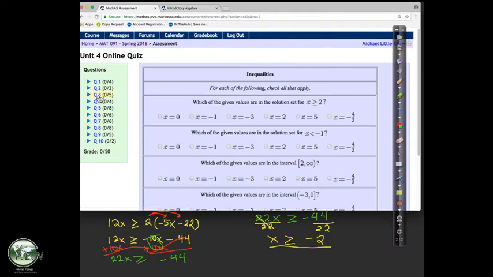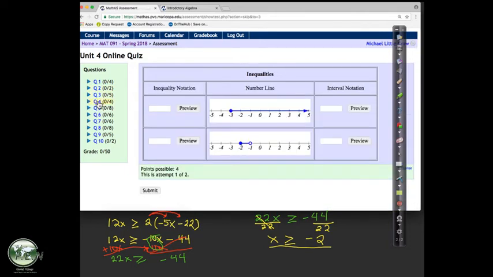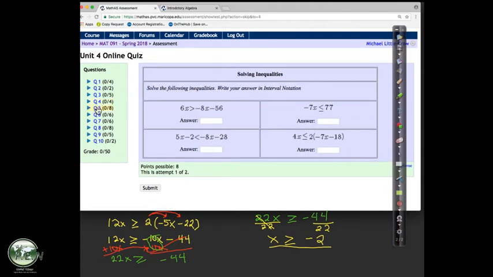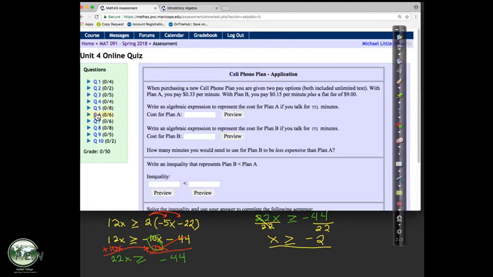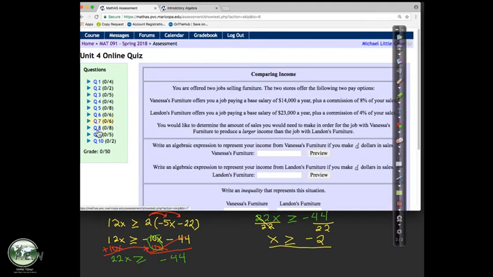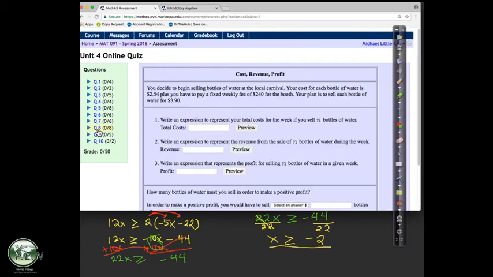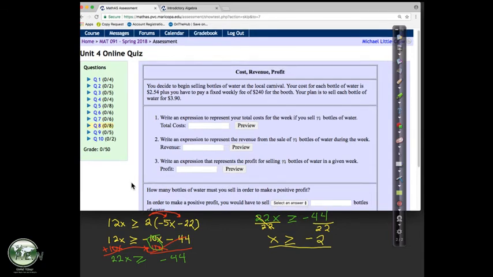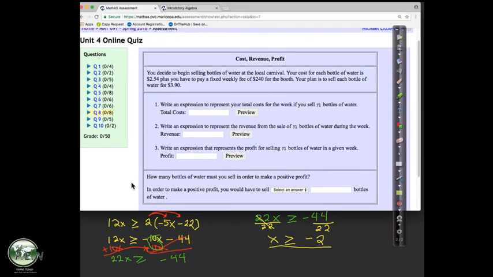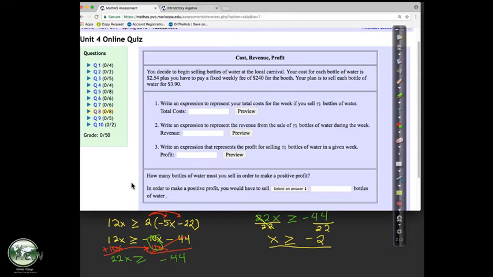3, 4, 5, 6, 7, 8. Well, let's do that. Yeah, I always get confused on these. I think about it way too hard, and then I get the wrong answer.